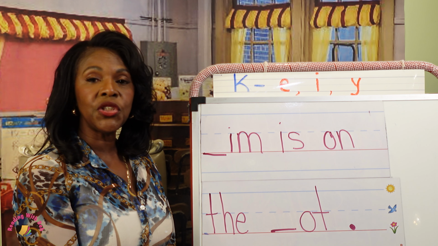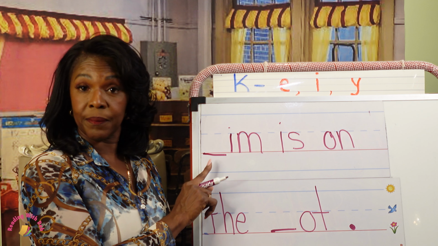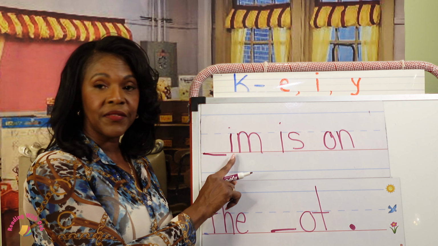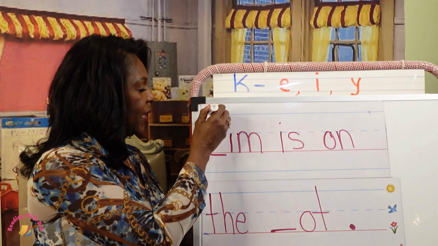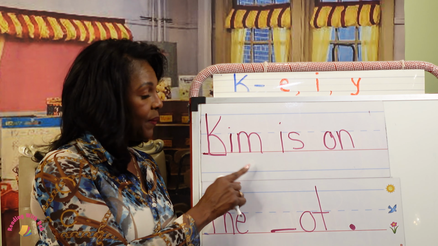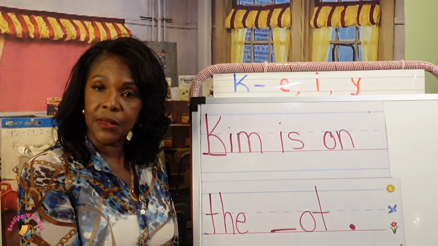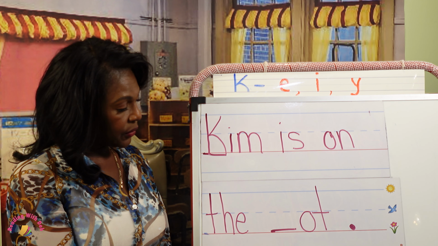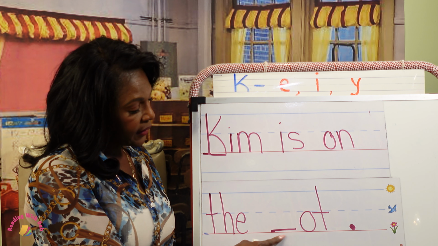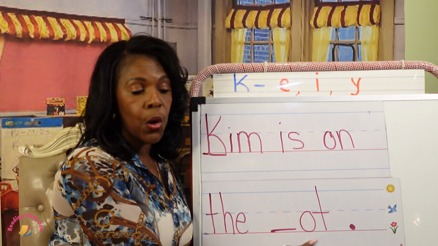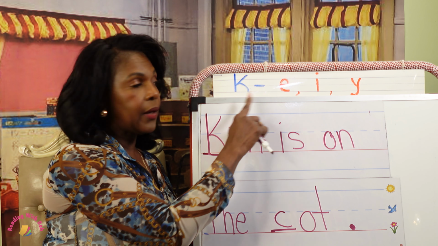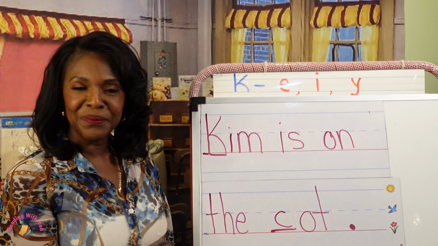Now, what did you use for the word Kim? C or K? Well, it is K because the letter after the K is I. So we need an uppercase K right here because it is a person's name and because it is the first word in the sentence. Let's go down to the second word in the sentence. Kim is on the cot. Well, K or C. Right after the K sound is the letter O. So we need to put C because K goes before E, I, or Y.